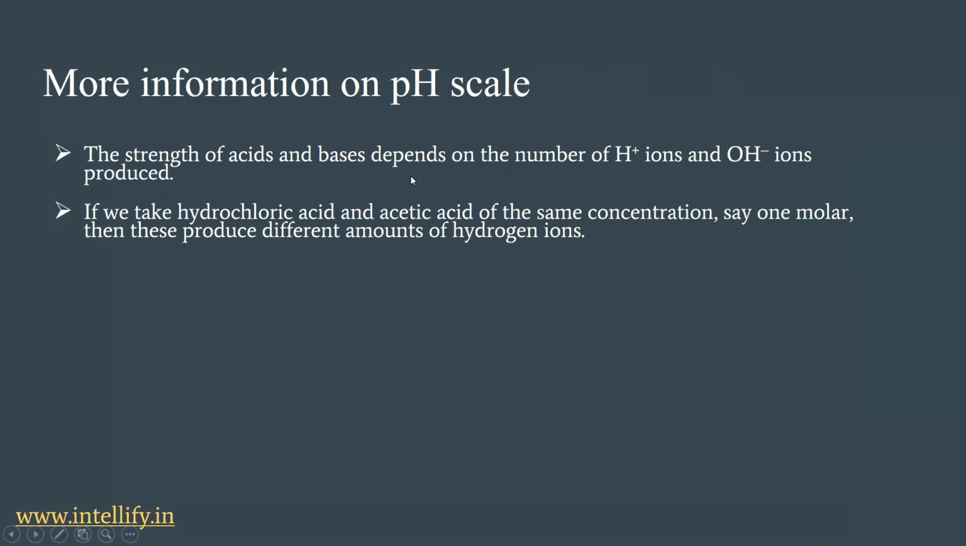The strength of acids and bases depends on the number of H plus ions and OH minus ions produced. If we take hydrochloric acid and acetic acid of the same concentration, say 1 molar, then these produce different amounts of hydrogen ions. Every solution has its own presence of hydrogen or hydroxide ions in an acidic or basic solution.